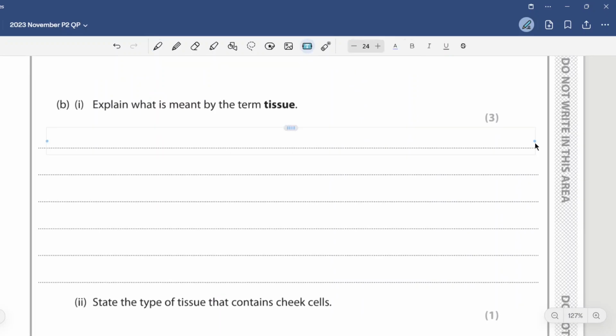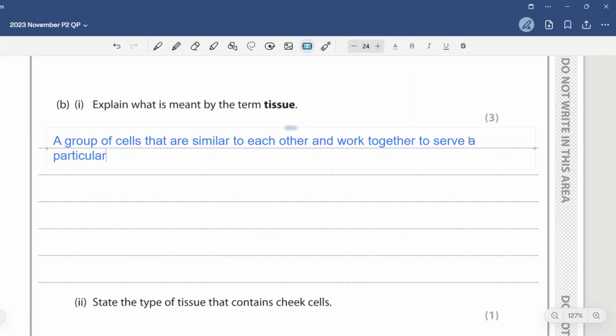Part B1, explain what is meant by the term tissue. So this is one of the definitions that you do need to remember. It is a group of cells that are similar to each other and work together to serve a particular function.